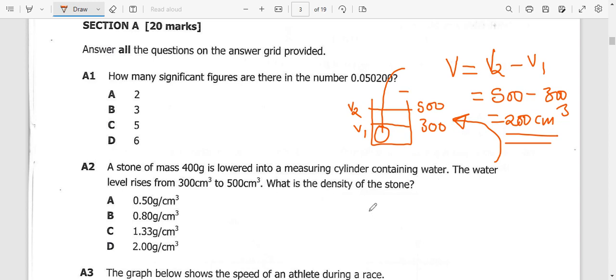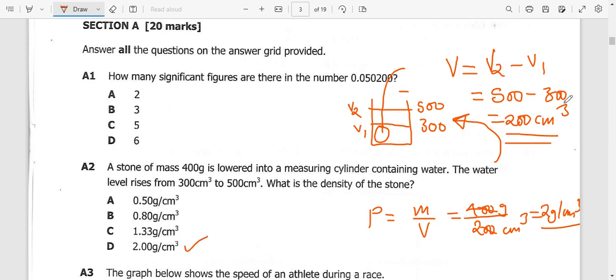Now the question is asking to find the density. Density is mass over volume. The mass, they've given you 400 grams. The volume we found is 200 cubic centimeters. The two zeros cancel, 2 into 4 is 2. So it will be 2 grams per cubic centimeter. So that is it, and that is option D. Is that okay?